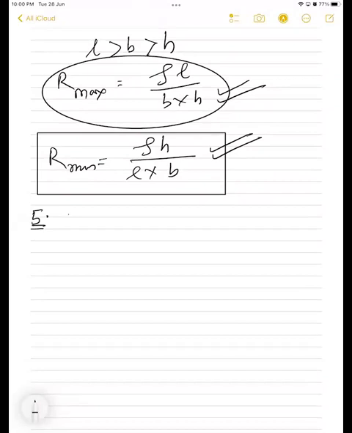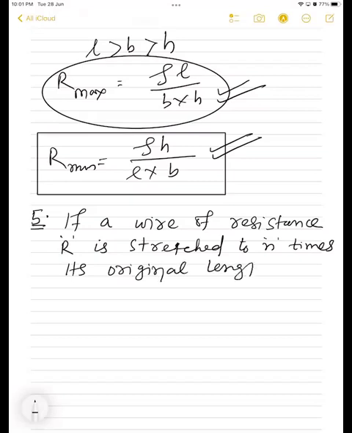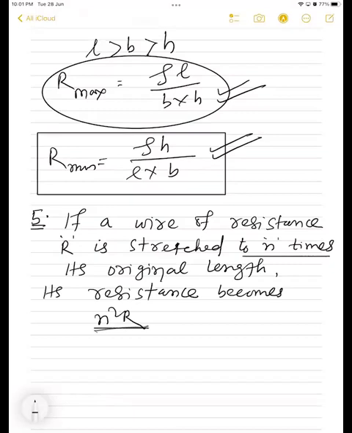Students, if a wire of resistance R is stressed to n times its original length, its resistance becomes n square R, right? Resistance is directly proportional to L, and with the area shrinking it goes as L square, so it becomes n square times R, right? Getting or not?